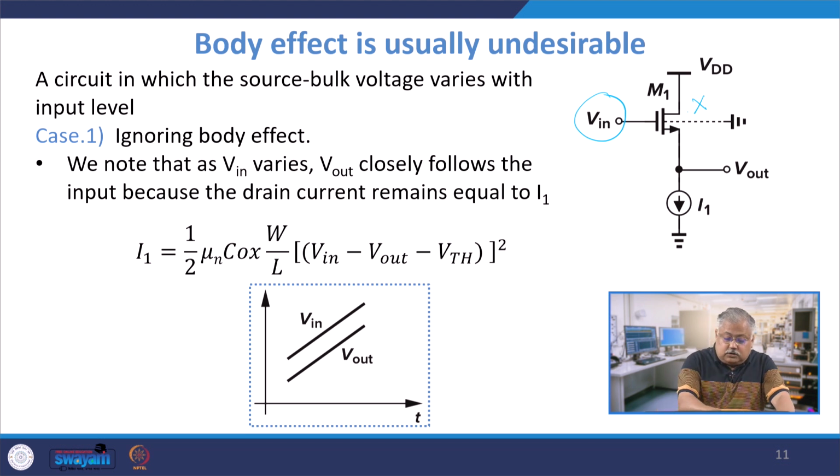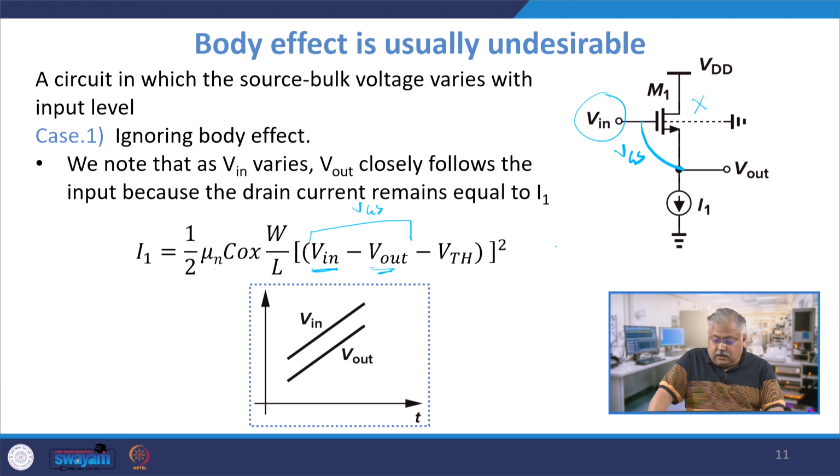Now let's first do a case study and say that we are ignoring the body effect, which means that my substrate is grounded. If the substrate is grounded, then I know the current flowing through the device is given by 1 by 2 mu C oxide W by L (V in minus V out) squared, where V in is the gate voltage. V out is this one. Why? Because V in minus V out is nothing but VGS. So this function is basically (VGS minus VTH) squared.